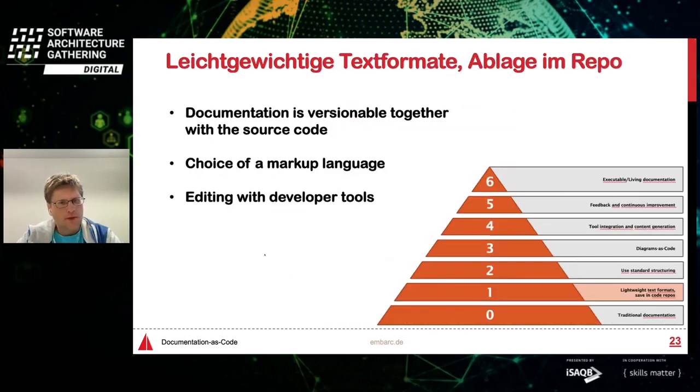So let's go to stage number 1 of our maturity level, and it's called lightweight text formats, and we save our documentation in the code repo, like our source code as well. And the idea is we can write our documentation the same way we also write our source code. So with lightweight text formats, for example, we can use the same tools like our IDE, like IntelliJ, Eclipse, or Visual Studio Code or whatever.